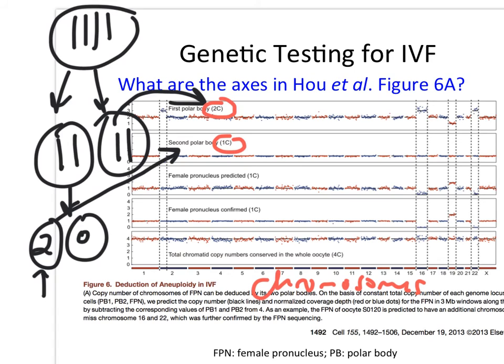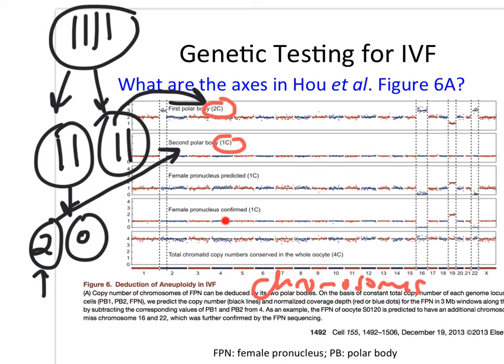So what does it mean? Here's the female pronucleus. That means the actual oocyte itself. What's the expected number of copies of a chromosome? What's the ploidy of an oocyte? Haploid, diploid? Haploid. One copy of every chromosome, and that's what we see.